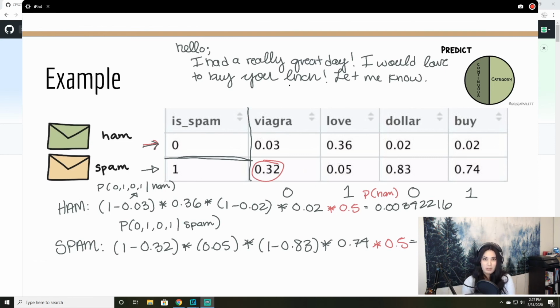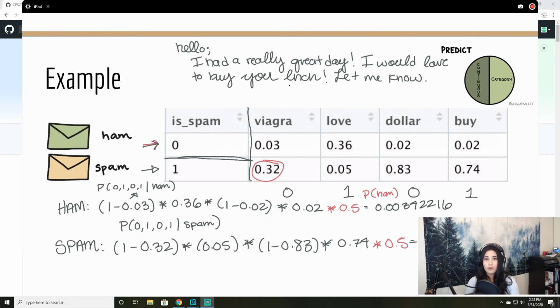So now we've calculated the scores for each of our categories, ham and spam, and we need to choose whichever category is the highest. And remember, these scores are proportional to the probabilities, but they're not the actual probabilities themselves. However, ham is slightly higher in this case, so we would classify this email as a ham email because its score is higher than the spam email category. Okay, so hopefully that makes sense.